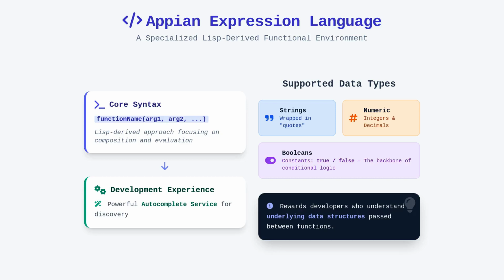Booleans in Appian are represented as constant values, specifically true or false, and they serve as the backbone for all conditional logic you will write. When you are editing these expressions, the interface provides a powerful autocomplete service that helps you discover available functions and variables without constantly switching context. It is a tool that rewards the developer who understands the underlying data structures being passed between these functions.